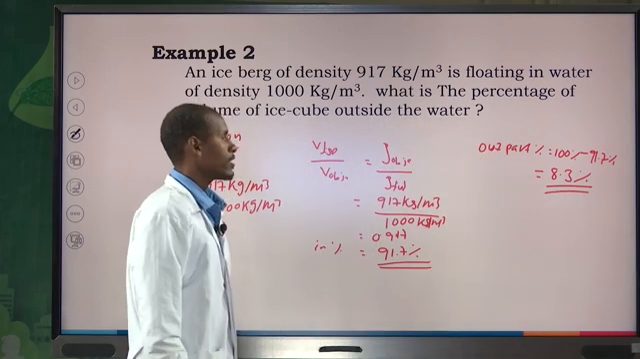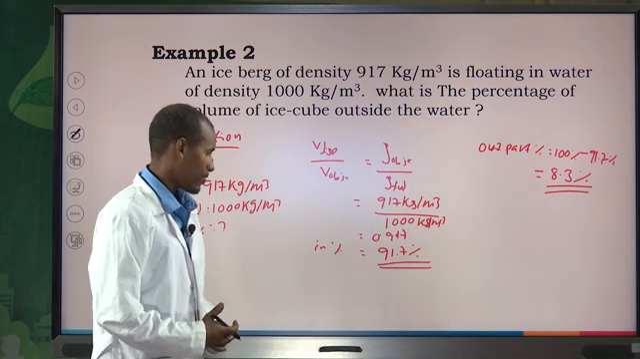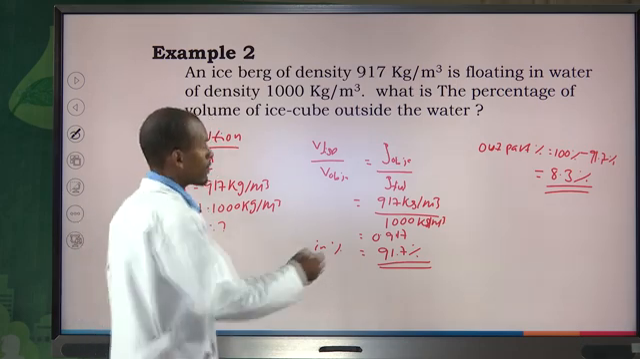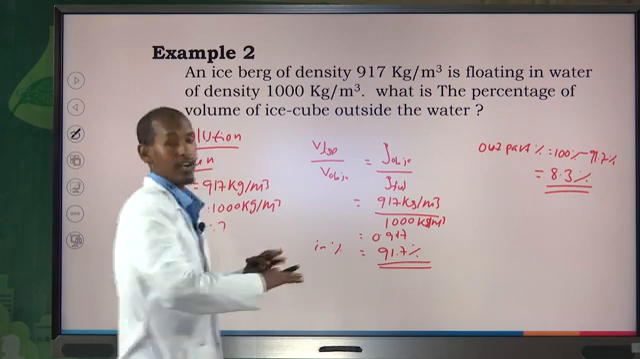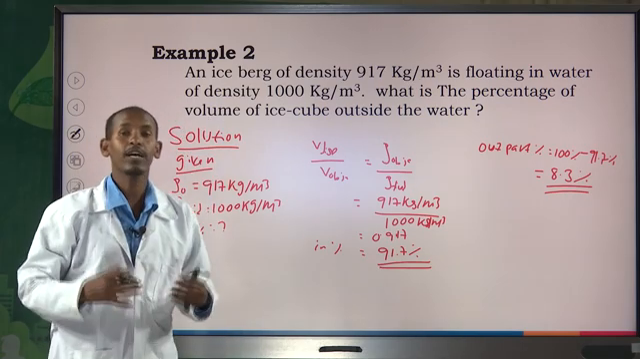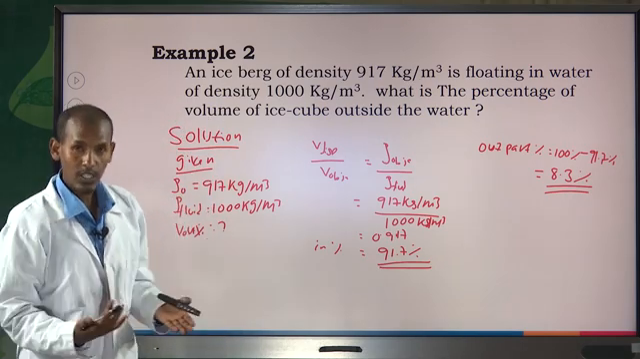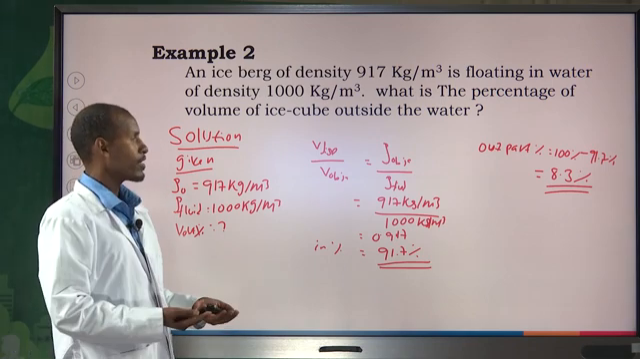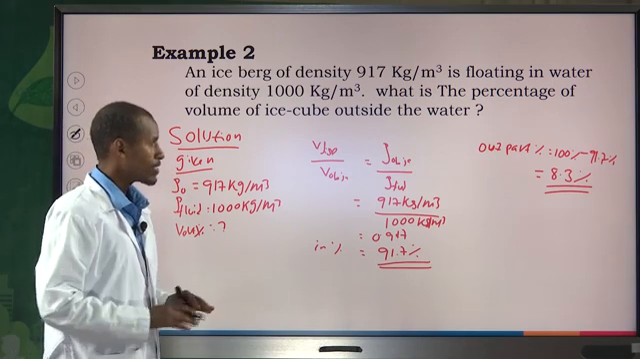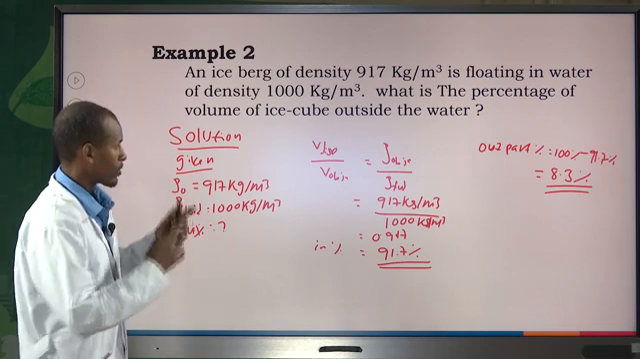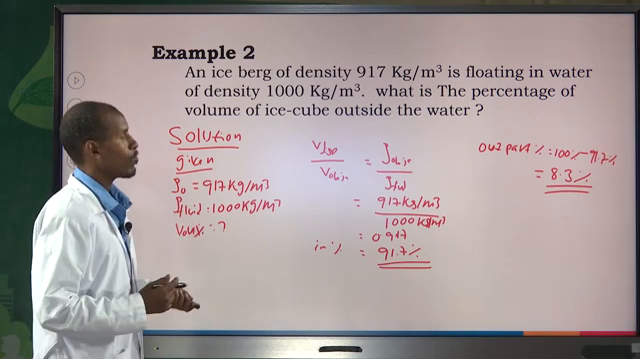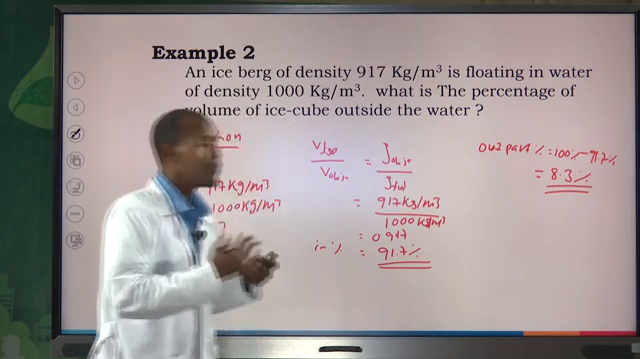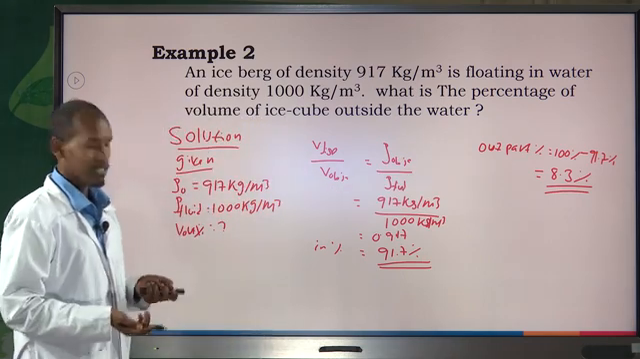8.3%. This is why boats or submarines can have a problem, because not all parts of the iceberg are visible. Most of it is inside, so when the boat is traveling on the water, there is a danger in such cases. So it is very important to calculate how much of the iceberg is outside the fluid.